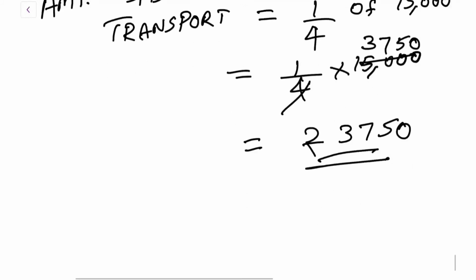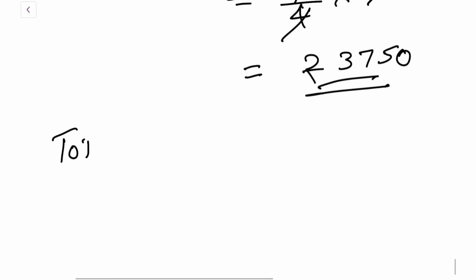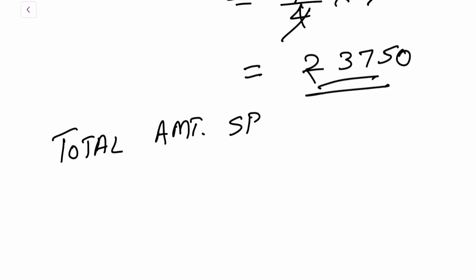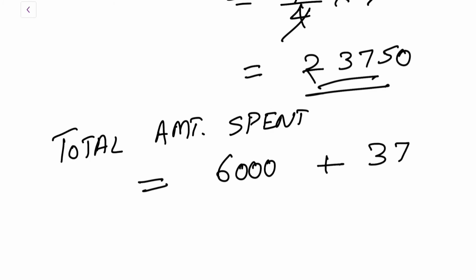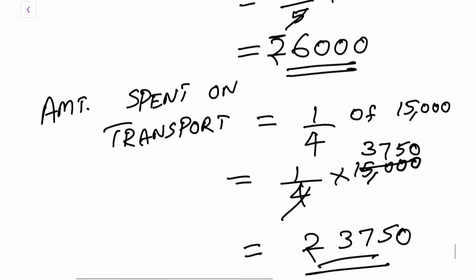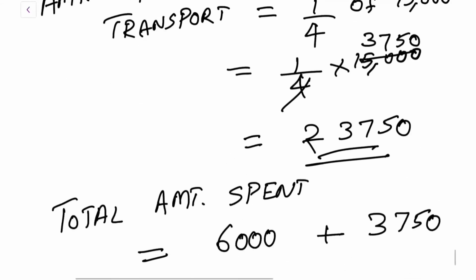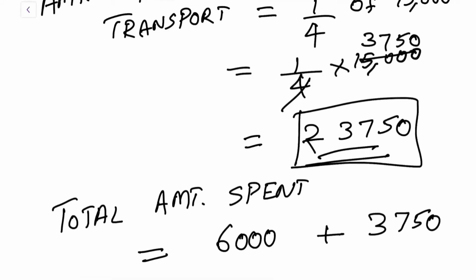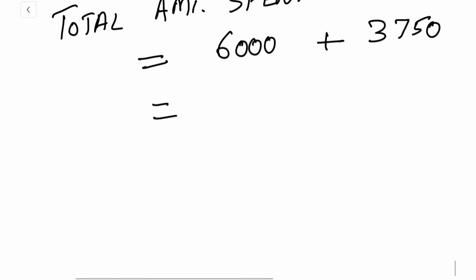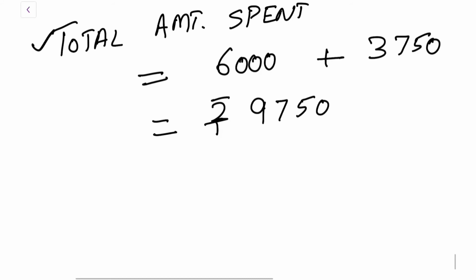All right. Now we can calculate the total amount spent. Total amount spent will be the amount she spent on food, that is 6,000 rupees, plus the amount she spent on transport, that is 3,750. Remember, we got 6,000 and 3,750. So if you do the addition, you get 9,750 rupees as the total amount she spent.